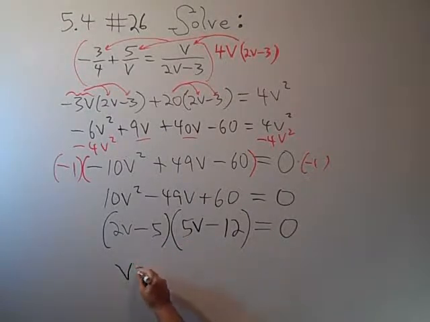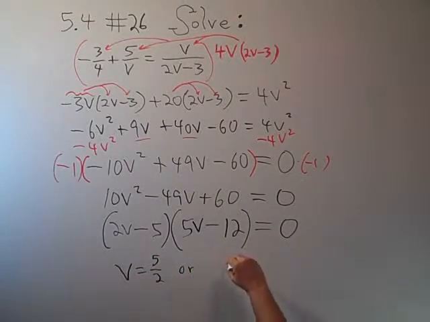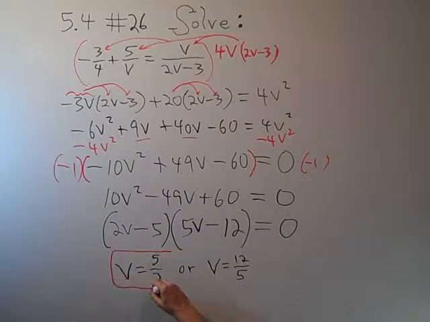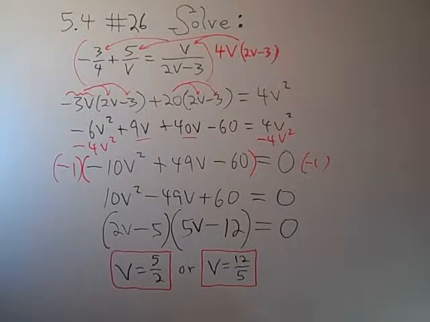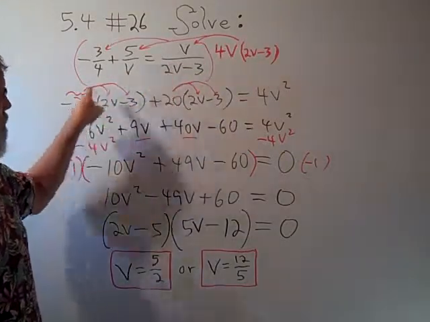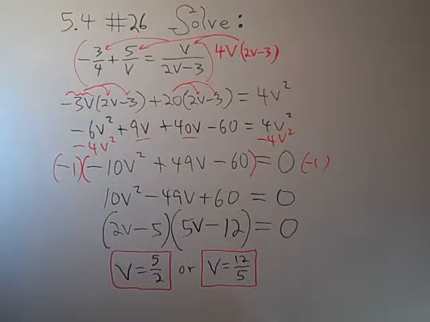So in this case, if v is equal to 5 divided by 2, the 2's would cancel, and then you'd have 5 minus 5, which is 0. Or this one gives you, if v is equal to 12 divided by 5, and you plug it in here, the 5's will cancel, and you're left with 12 minus 12. So these are our two solutions to this equation. And notice that neither of them makes any of the original denominators come out to be 0. So they're both valid solutions.